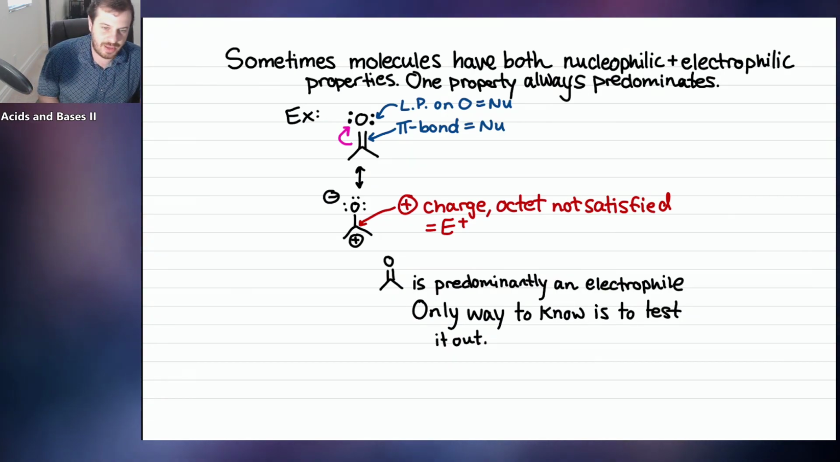And sure enough, chemists have tested carbonyl compounds again and again, and they find that they tend to behave more like electrophiles than they do nucleophiles. Now, that's not always 100% the case. There are some situations where carbonyls act like nucleophiles, and we'll even look at some examples of that. But 99.99% of the time, the carbonyls are going to be electrophiles, and we only know that from experiment. You would not predict it just by looking at the individual properties.